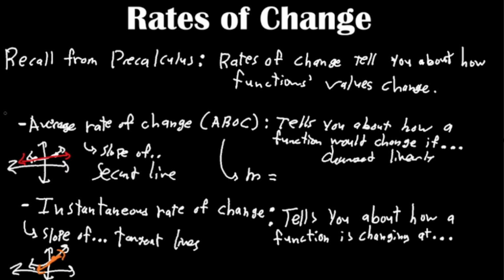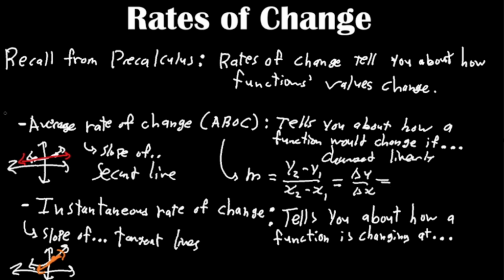So the formula for an average rate of change, or slope, you can think of it as slope, y2 minus y1 over x2 minus x1. So you take your rise over your run, your change in your y over your change in x. So delta y over delta x.